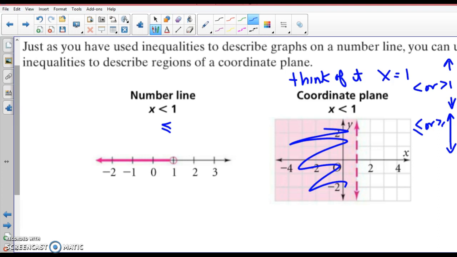When the line is vertical or horizontal, it is very easy to figure out where to shade. When it is not, I'm going to show you how I do it.